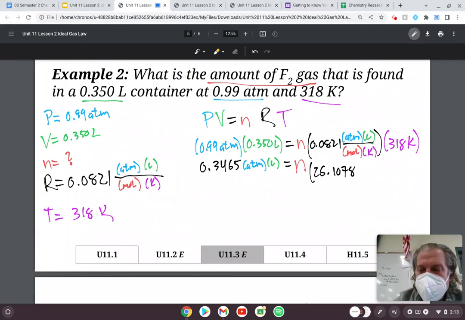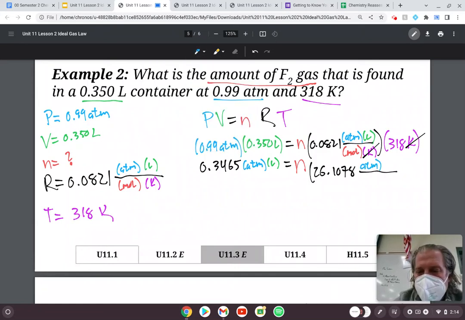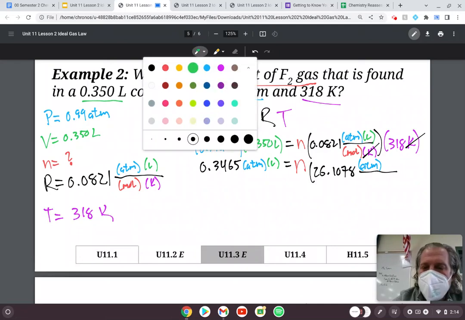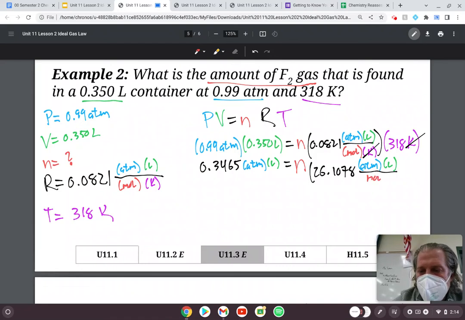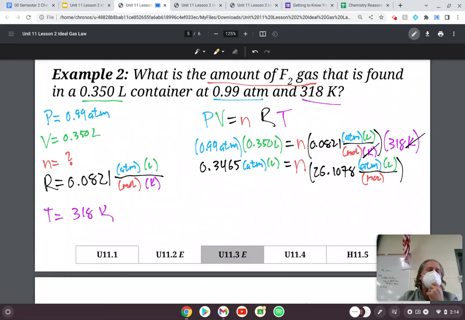26.1078. Now in this instance here, the unit of Kelvin cancels out. So I'll be left with ATM liter per mole. Now, since we're solving for n, or number of moles or amount of F2 gas in this case, we're going to divide both sides by the 26.1078. So that would look something like this.